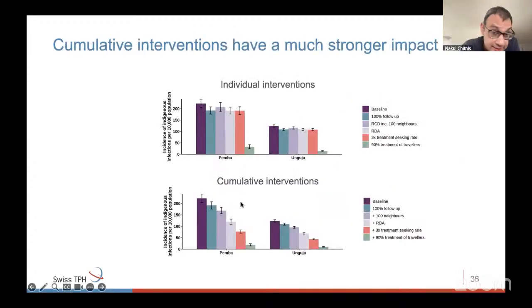We also then looked at the impact of all these interventions, and we saw that individually each intervention had a relatively small effect. So this is the baseline. These are each of the different interventions. You can see that they don't do very much individually, except for treating almost all travelers. So if you significantly reduce importation, you can have a big effect. But if you stack all the interventions and put them together, you start to see these interventions working really well.